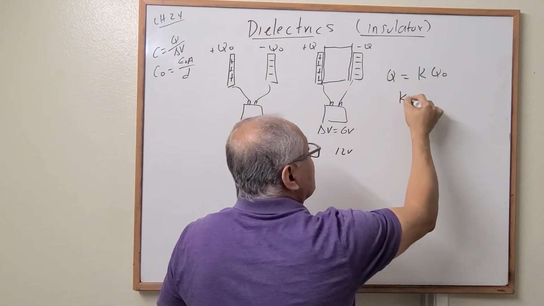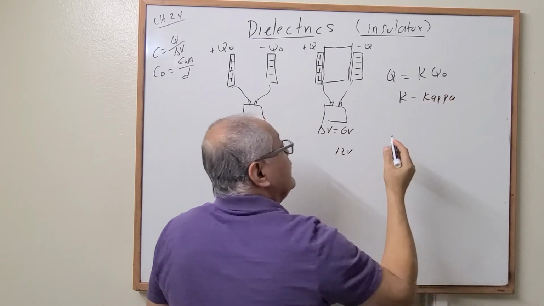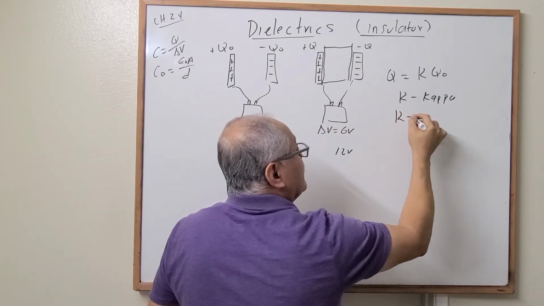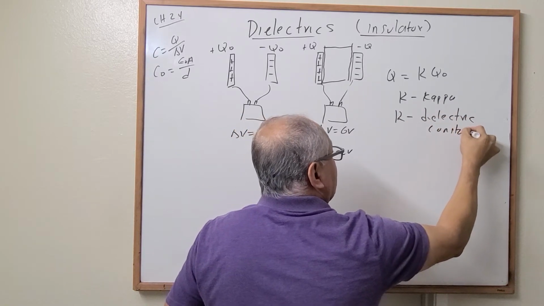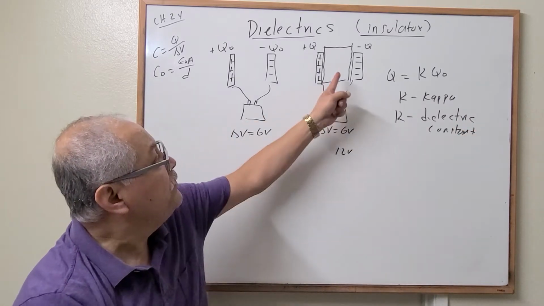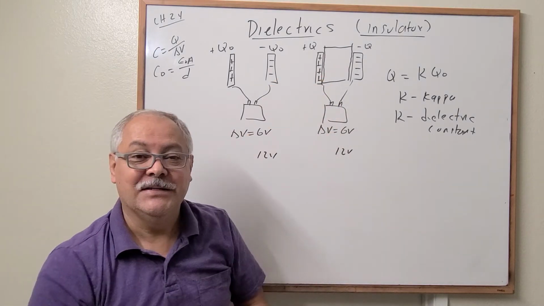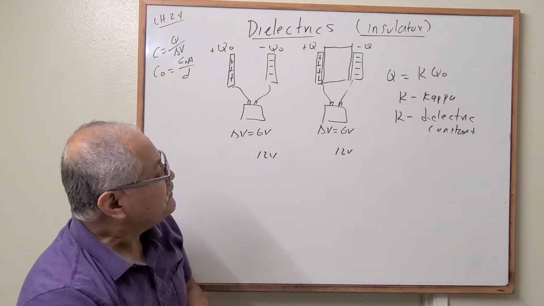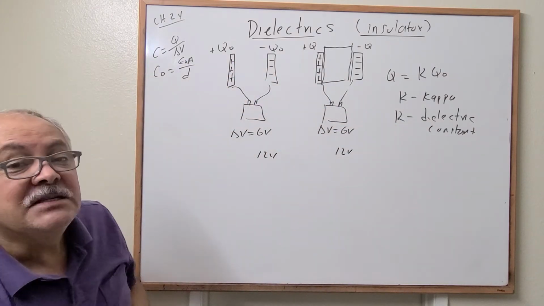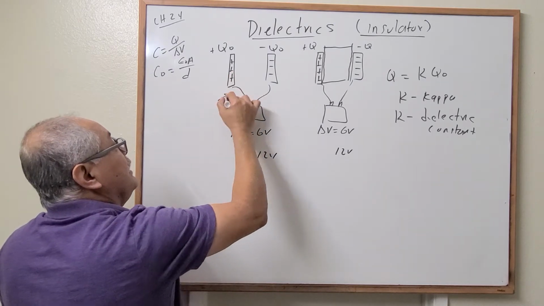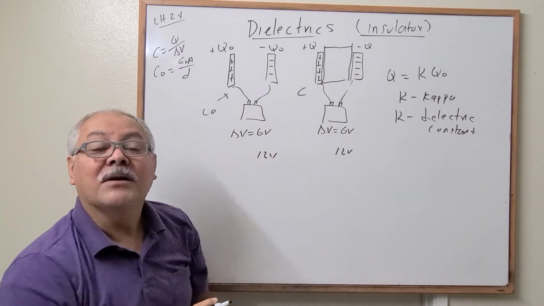And this letter is called kappa. It's a Greek letter, kappa, and this is called the dielectric constant. And that depends on the material. Could be plastic, could be paper, could be glass. It's different. Great. Now let's see what happens to the capacitance. At the beginning, remember, this capacitor has this capacitance, and this capacitor has the final capacitance.